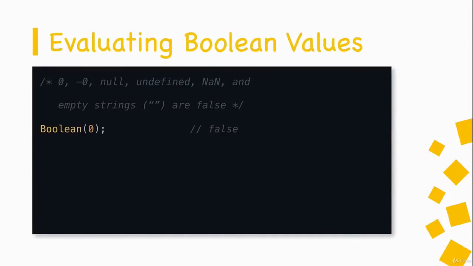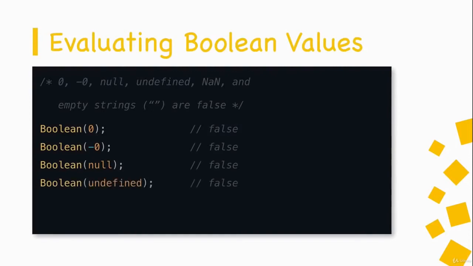In this case, we have Boolean 0, which outputs false because 0 is regarded as false in JavaScript. -0 is also false. Similarly, Boolean null is also false, and Boolean undefined is false. Boolean NaN is false as well. And finally, an empty string, which is just a pair of quotes without any content, is actually false in a Boolean context.